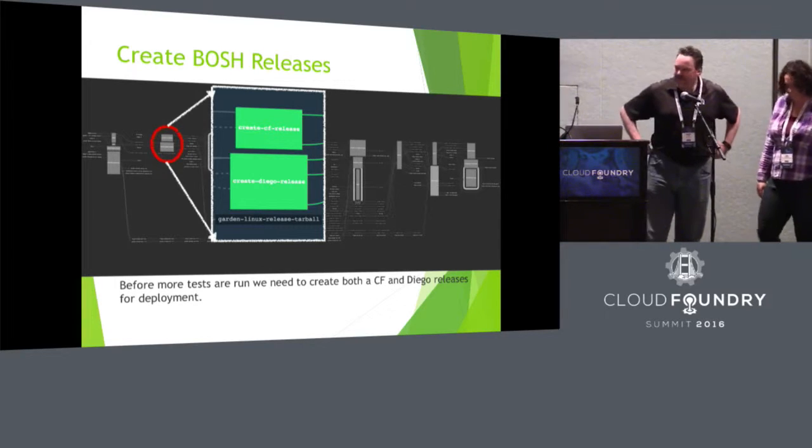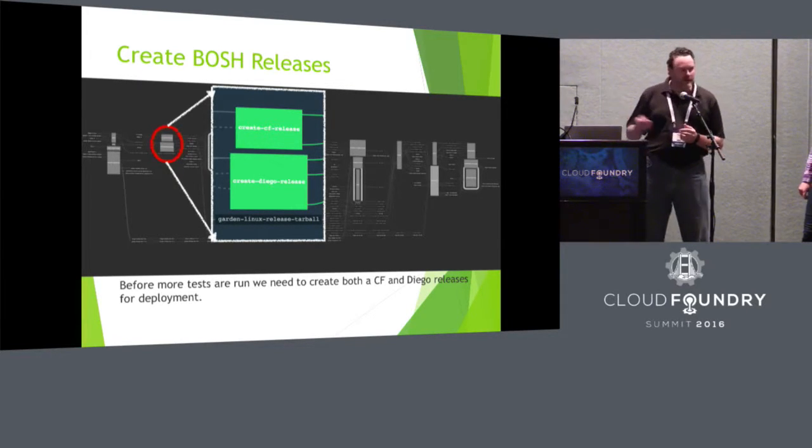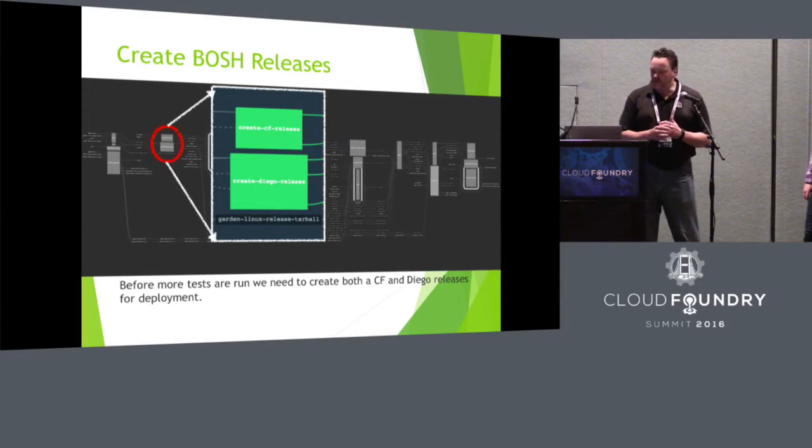All right. So up till now, we've been talking about a bunch of tests that run in one small little container or on your local environment. But now we want to test a little more expansive. We want to test on a full-blown deployed CF and Diego environment. So the next step after Inigo and unit tests have passed is the creating of the Bosh releases. So we need to create a Bosh release from CF and a Bosh release from Diego with the current deployment branch.